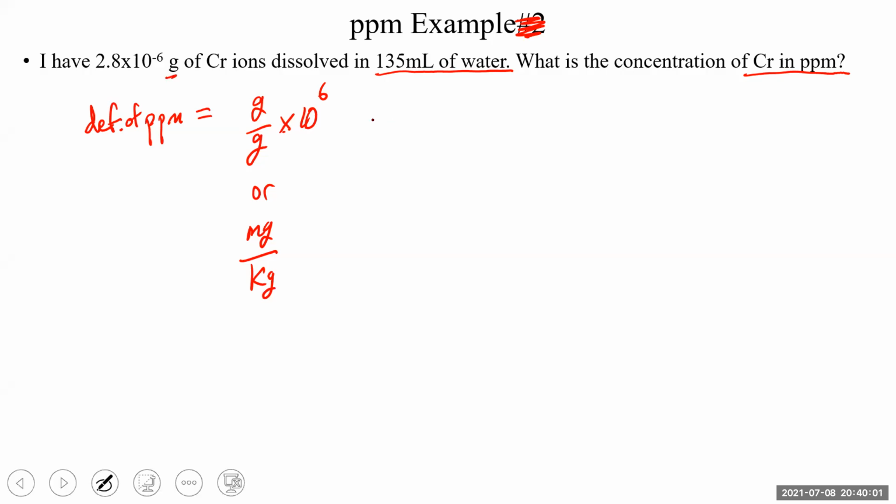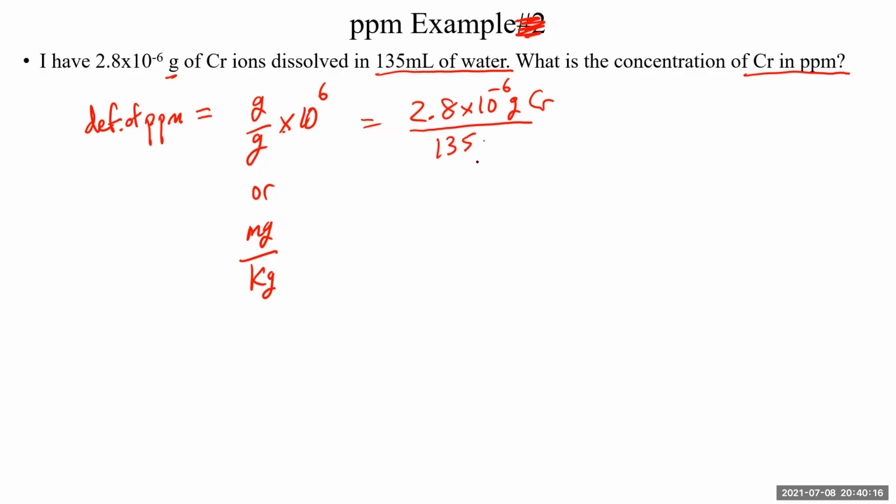So we already have grams. So let's just take our solute is chromium, obviously. That's what's being dissolved in the water. 2.8 times 10 to the minus 6 grams of chromium. How about the 135 milliliters? Well, we know that 135 milliliters of water is 135 grams of water, and thus solution. Remember, 1 gram per milliliter.